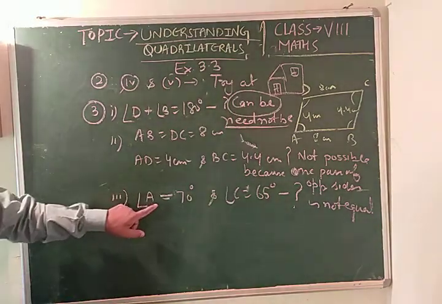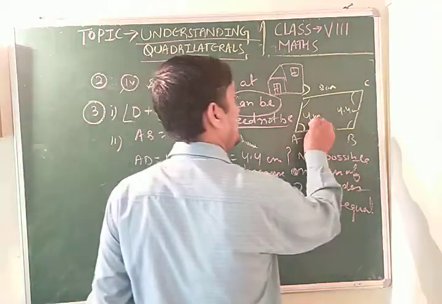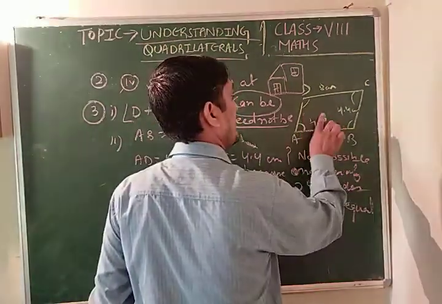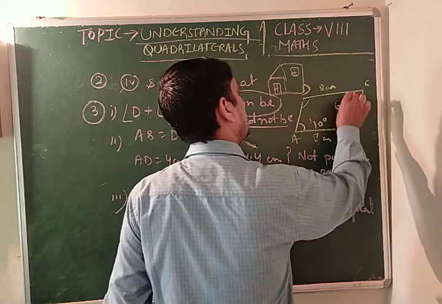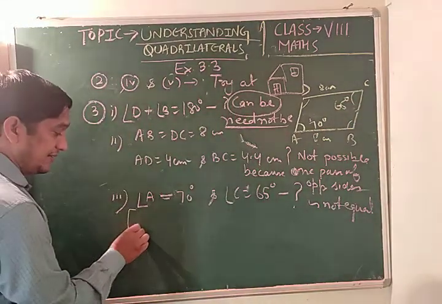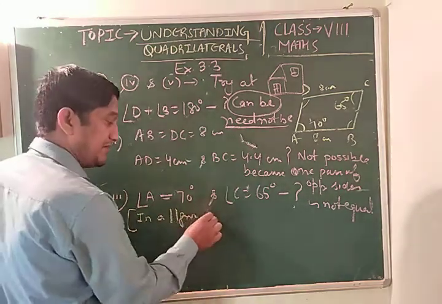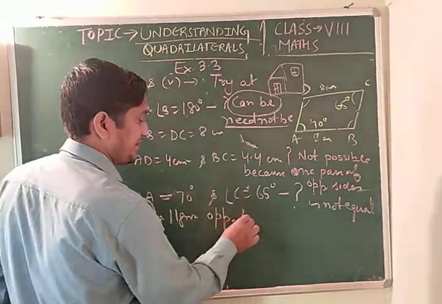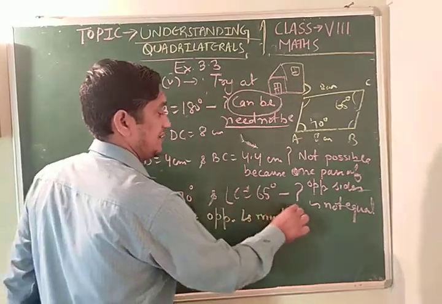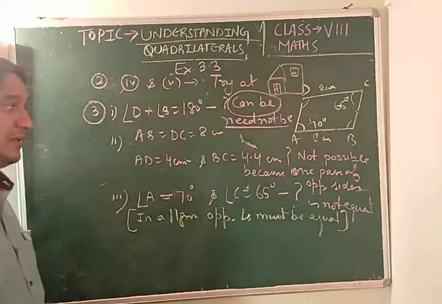Next is angle A 70 and angle C is 65. This is 70 degree and this is 65 degree. Is it possible? No, because we know that in a parallelogram opposite angles must be equal. So this is also not possible.